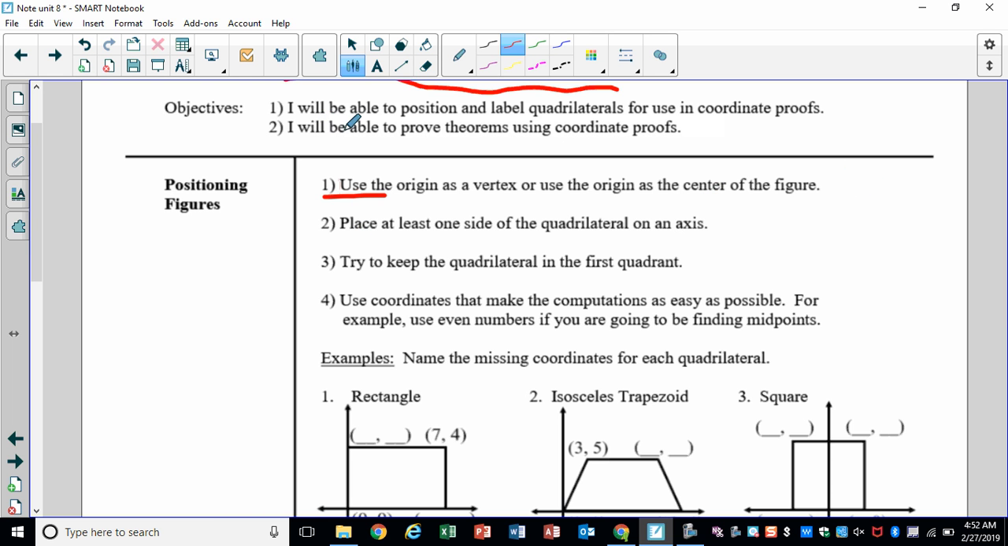What you are going to be learning here is that you'll be able to position and label quadrilaterals for using coordinate proof, and then you'll be able to prove theorems using coordinate proof, right? Place one side of the quadrilateral on an axis. Try to keep the quadrilateral in the same quadrant if possible. Use the coordinates that make the computation as easy as possible. For example, use even numbers if you're going to be finding a midpoint, okay? Name the missing coordinate for each quadrilateral is the question, right?